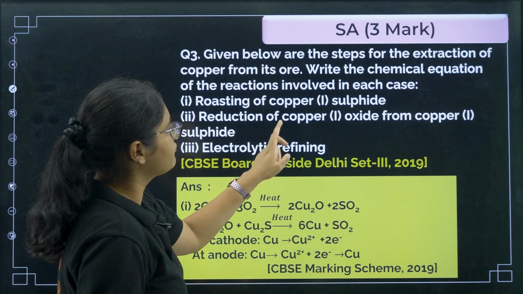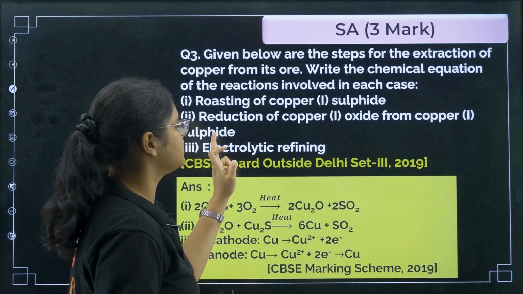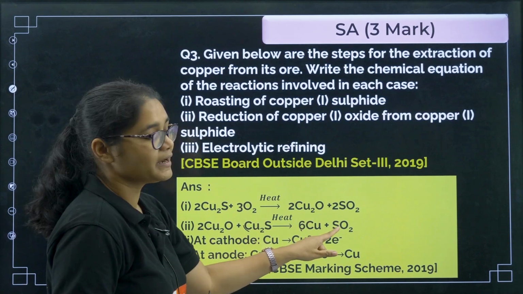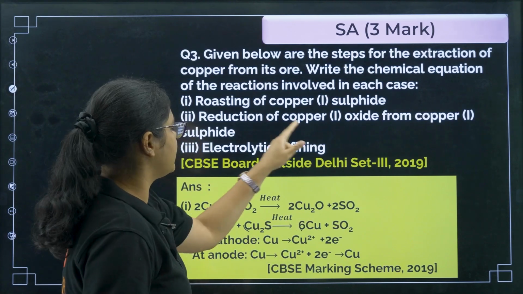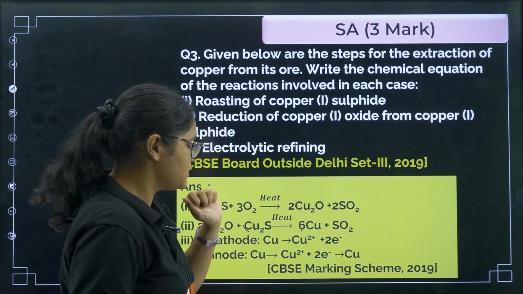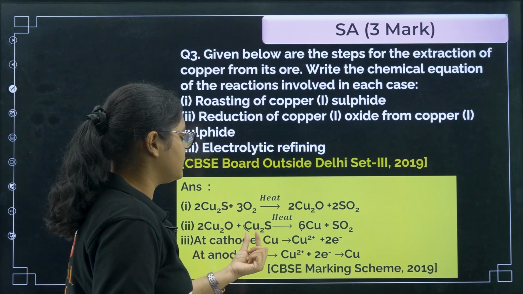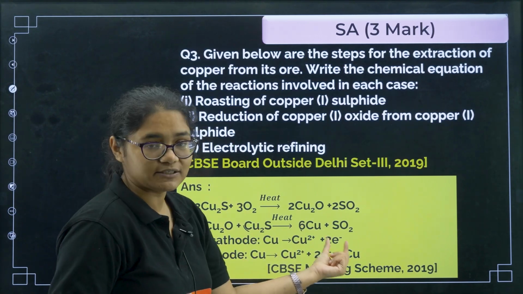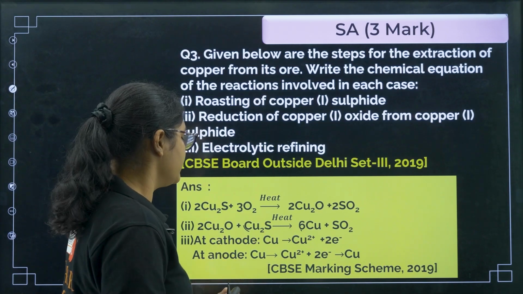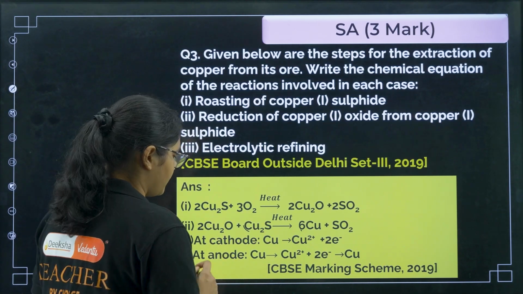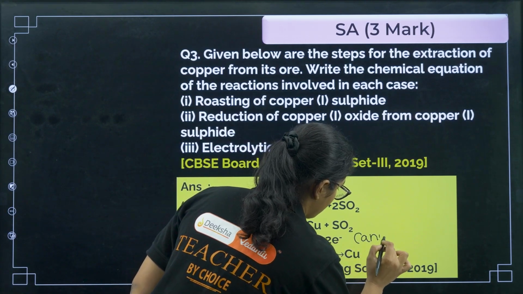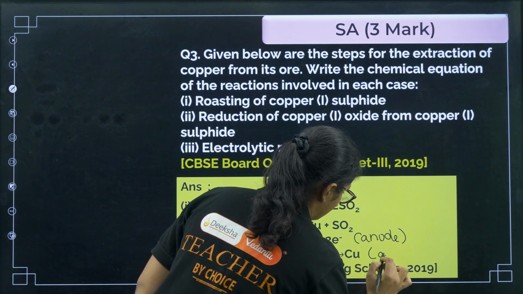Next, reduction of copper oxide with copper sulfide. So this copper oxide reacts with copper sulfide to give you copper and SO2. Next is electrolytic refining of copper. So when you do copper electrolytic refining, Cu gives Cu2+ plus 2 electrons at the anode, okay, and this is at the cathode.